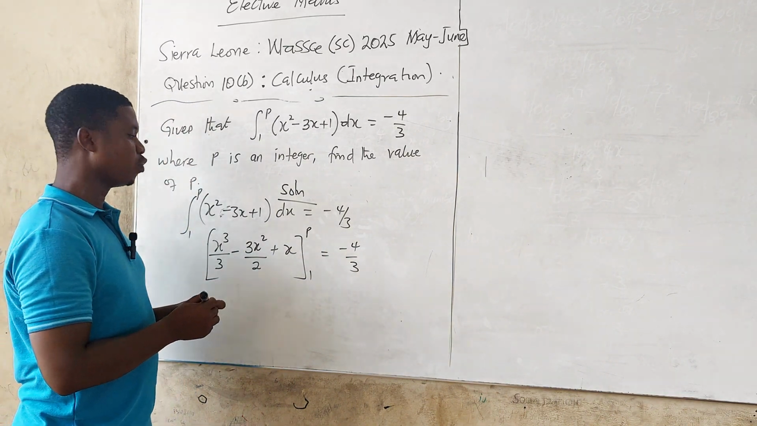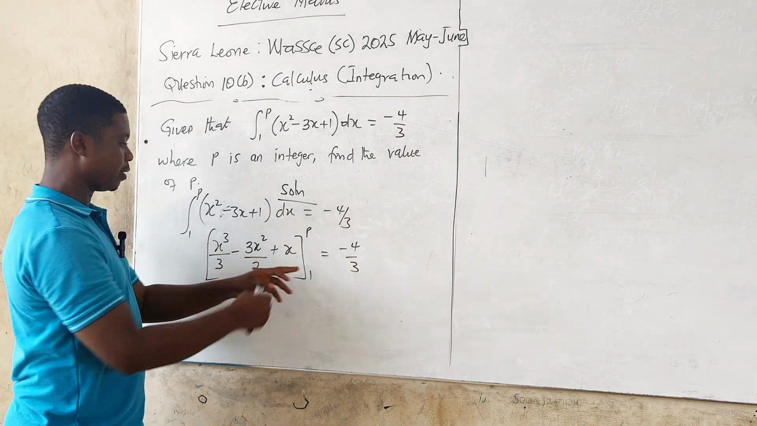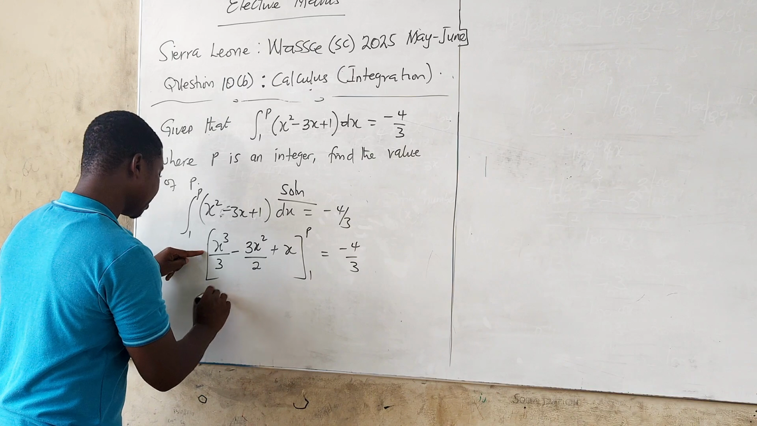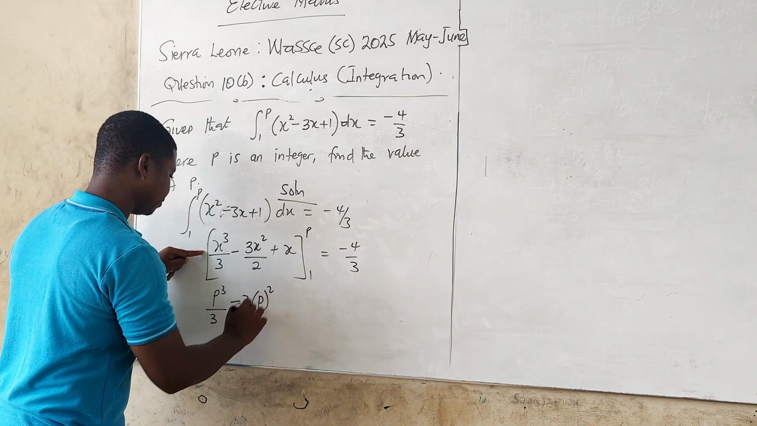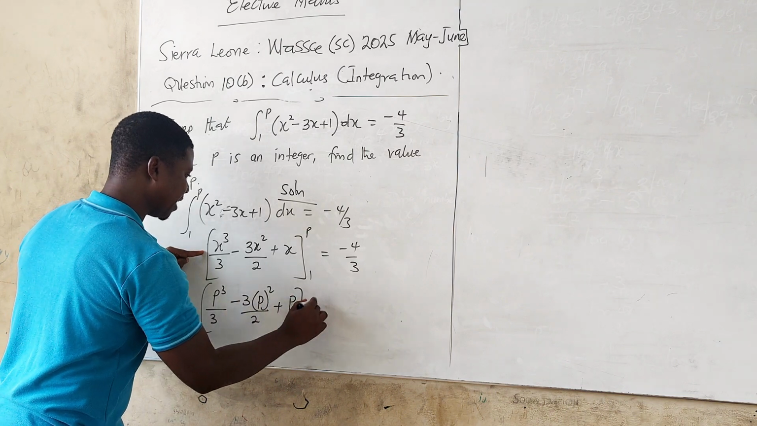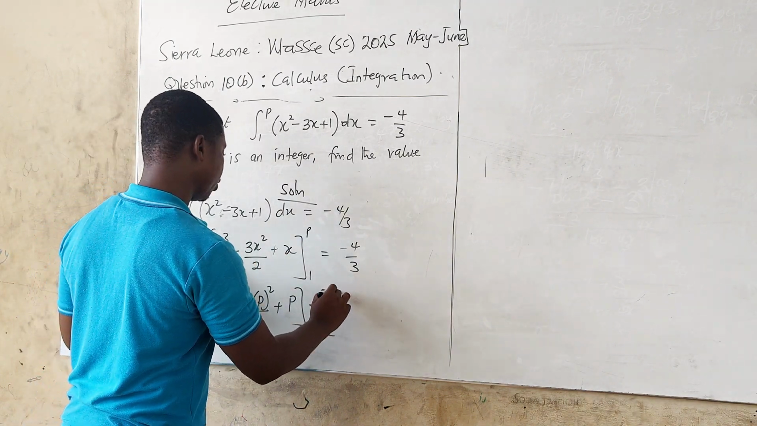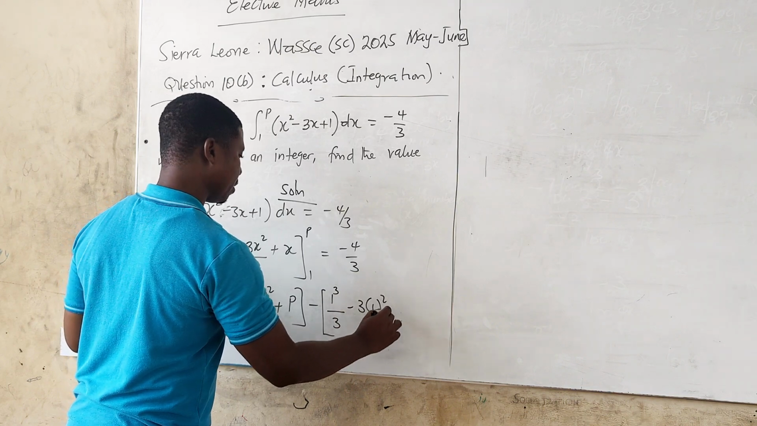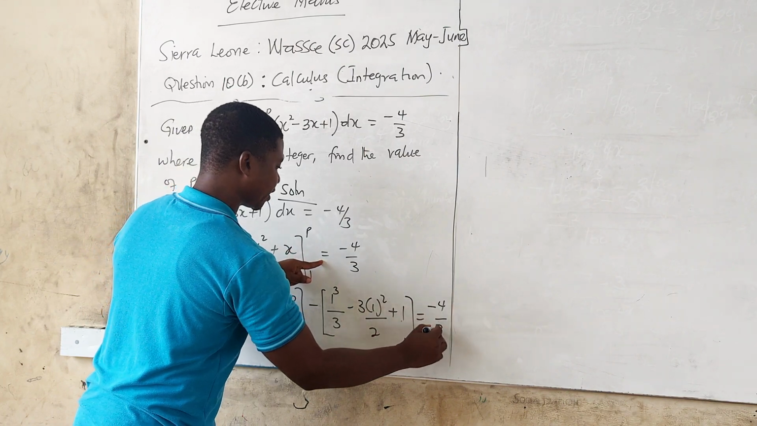At this stage, what you have to do is substitute p into this, minus, after you substitute 1 also into that. So substituting p, you have p cubed over 3 minus 3p squared over 2 plus p, minus, this time we substitute 1 also inside, 1 cubed over 3 minus 1 squared over 2 plus 1, all equal to negative 4 on 3.